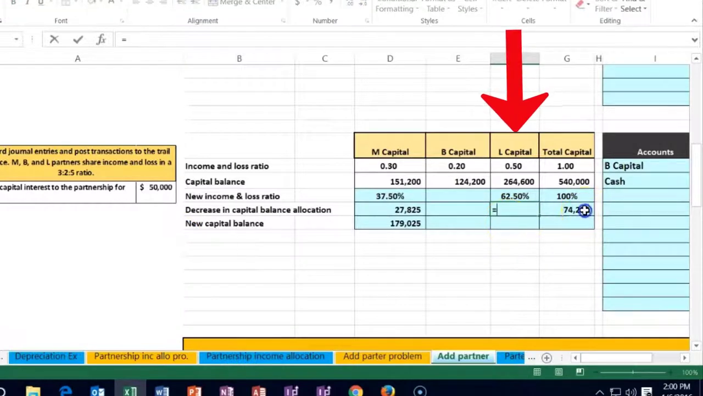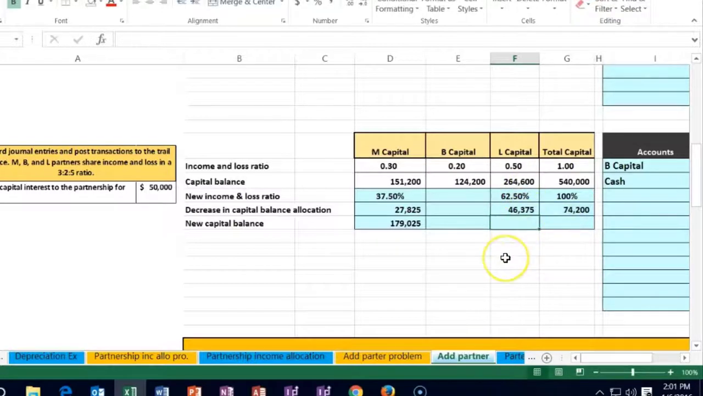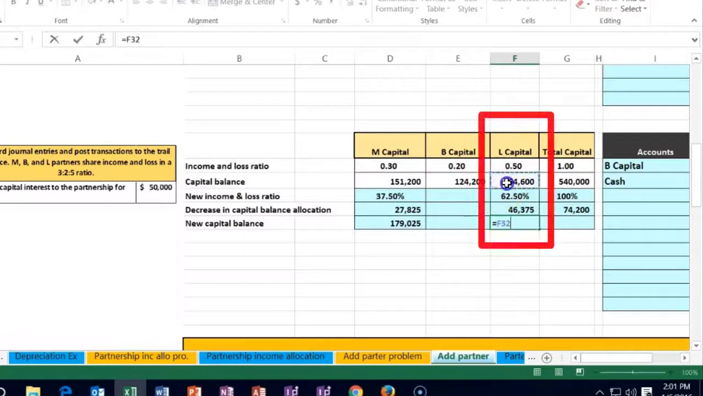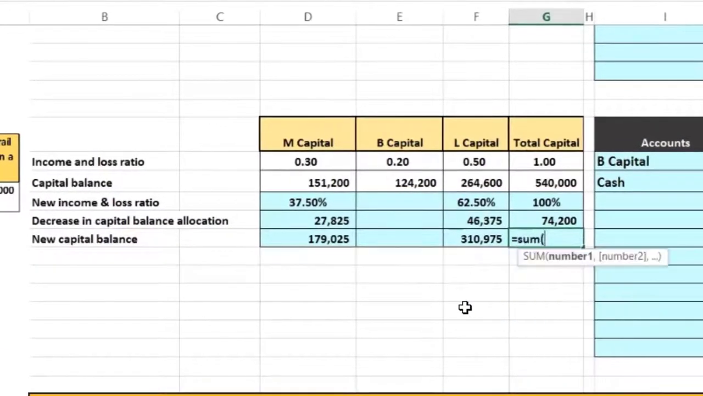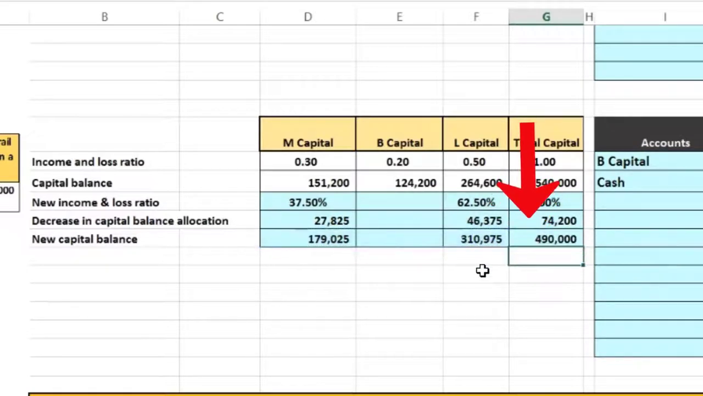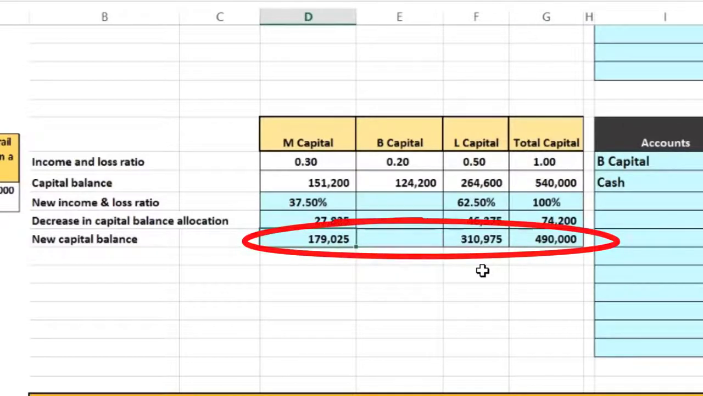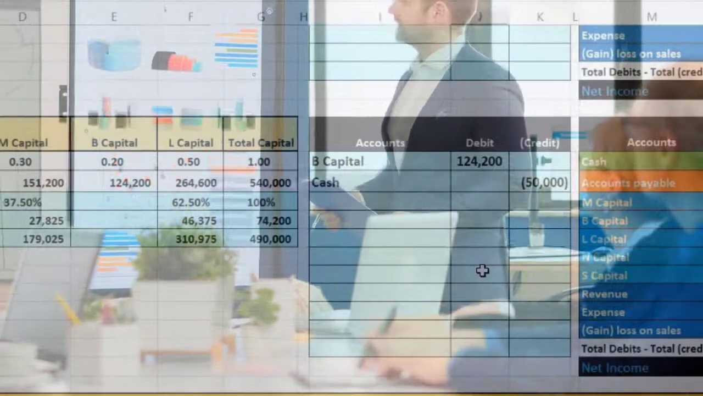We're going to say this equals 74.2 times the 62.5 and enter. So then we're going to say this equals what the beginning capital account was plus what it goes up by here. And there we have it. And then we're going to sum that up for the total capital account. We'll sum the 179.25 and the 310.975 total capital account here. So at the end of the day, what's going to happen? M's capital account is going to go up to 179.25, B's going to zero, and L is going to go up to 310.975 for a total capital account balance of 490. That's the book value of the company, theoretically.